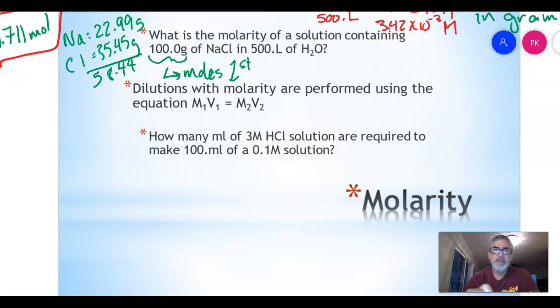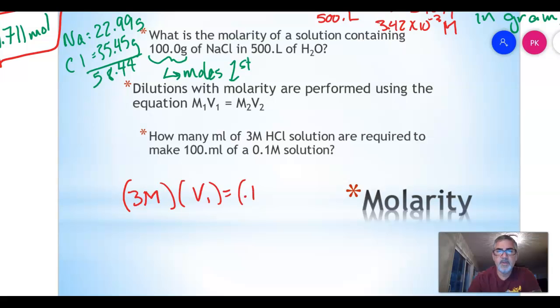Dilutions. M1V1 is equal to M2V2. Remember, the ones and twos mean initial and final. It says how many milliliters of 3 molar HCl are required to make 100 milliliters of 0.1 molar. So I'm starting with 3 molar, that's my M1. My V1, I don't know, is equal to M2, which would be 0.1 molar, and my V2 would be 100 milliliters.